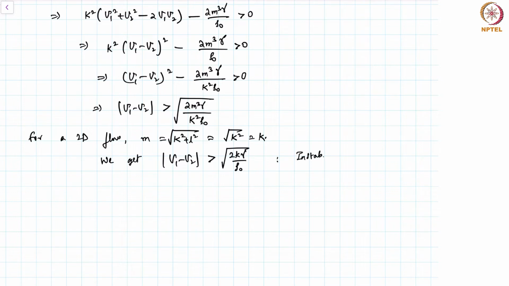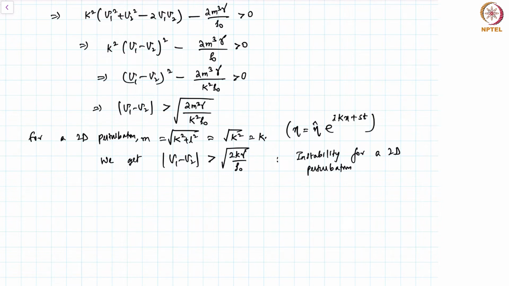Instability for a 2D perturbation. It's not a 2D flow, sorry, this is a 2D perturbation. By 2D perturbation, I simply mean for this case, the normal mode will be eta hat times e to the power i(kx plus st). We are ignoring the variation in y.